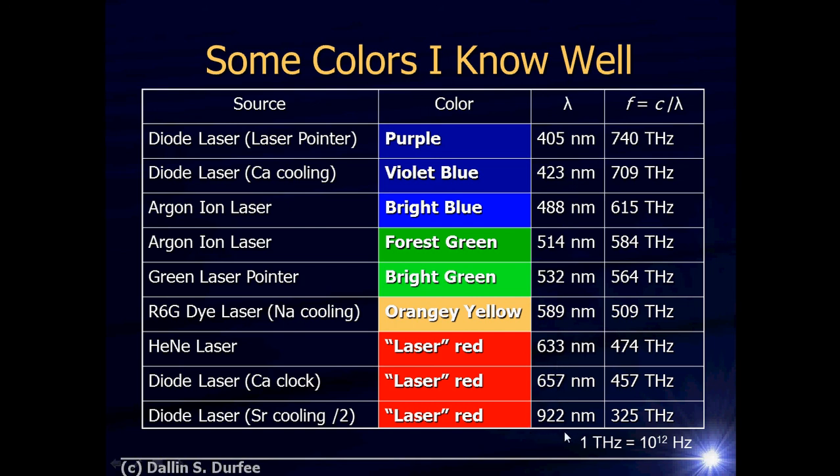We have a laser in my lab at 922 nanometers. That is technically an invisible laser. It is an infrared laser. But your eye has a little bit of sensitivity out there. It looks like a red laser pointer. In fact, it's a 1.5 watt laser, not a 5 milliwatt laser pointer, but it looks like a laser pointer because the eye's response is so low, but it just looks red. All right, so there's some colors that you can think about.